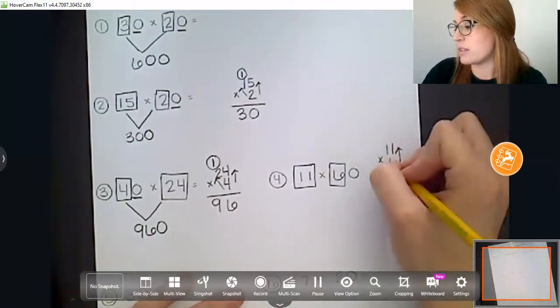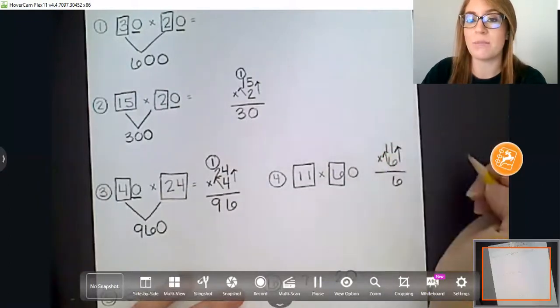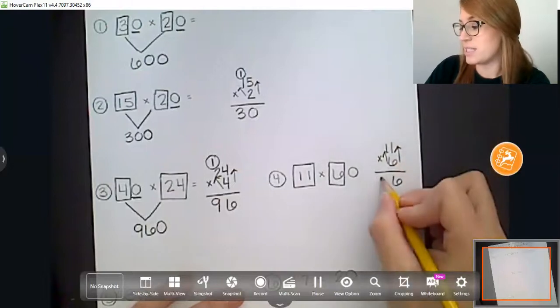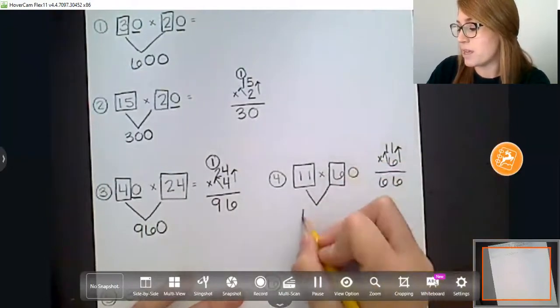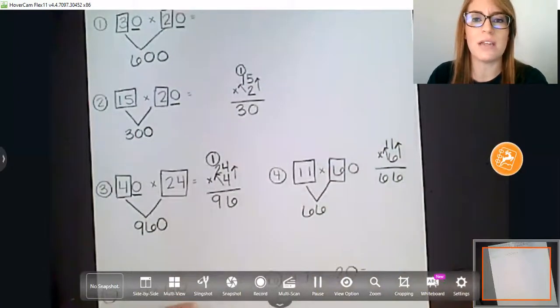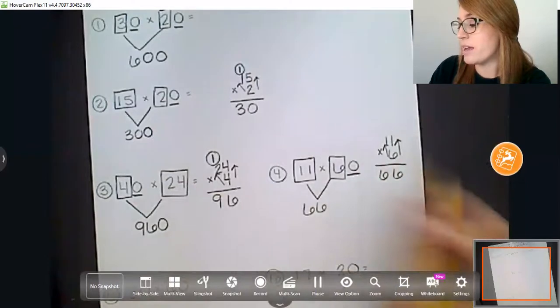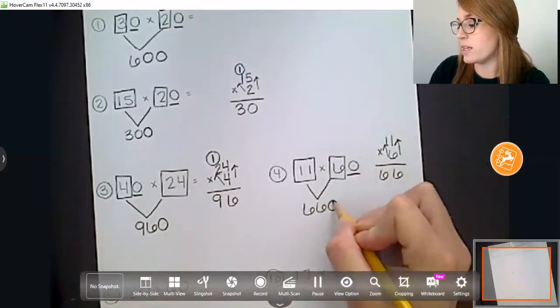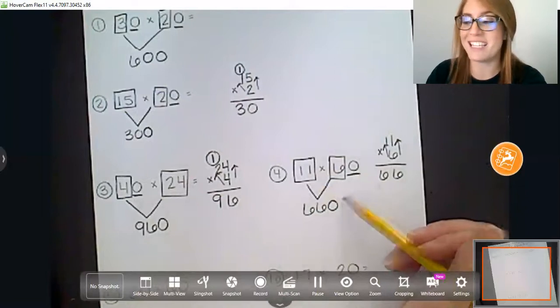Exactly. We're going to take this 1 and multiply it by our 10s. Very good. And then 6 times 1 is 6 again. Very good. So 11 times 6 gives me 66. And then how many zeros do you see that we need to add on to the end? Right, just this 1. Right here. Very good. So I'm going to add that 0 here. And 11 times 60 gives us 660.